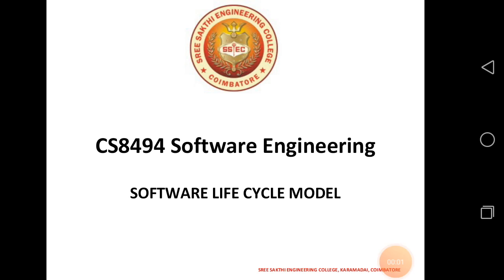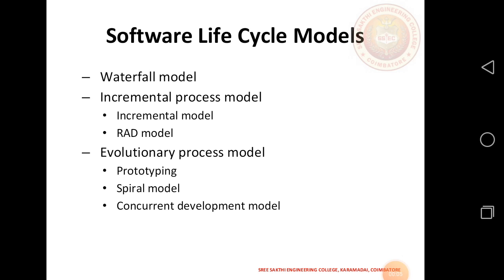Good morning. Today we discuss the software lifecycle model. The software lifecycle model is classified into three types: waterfall model, incremental process model, and evolutionary process model. The incremental process model is classified into two types: incremental model and RAD model. The evolutionary process model is classified into three types: prototyping, spiral model, and concurrent development.